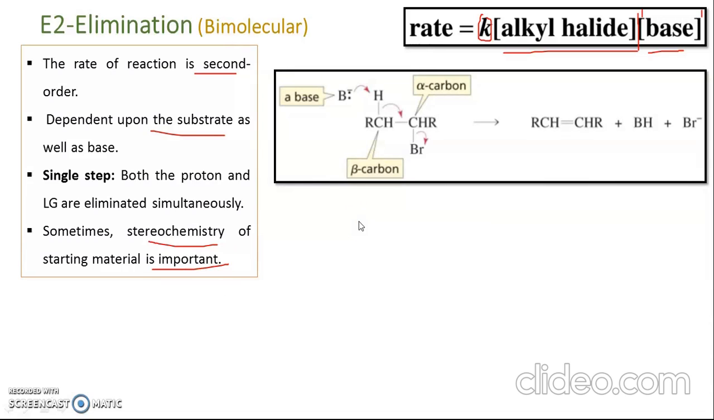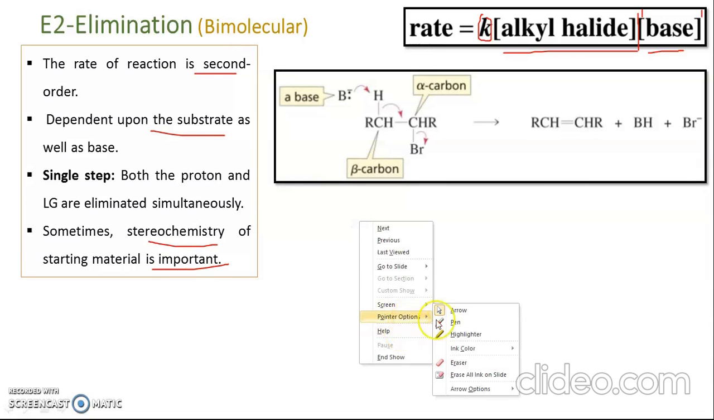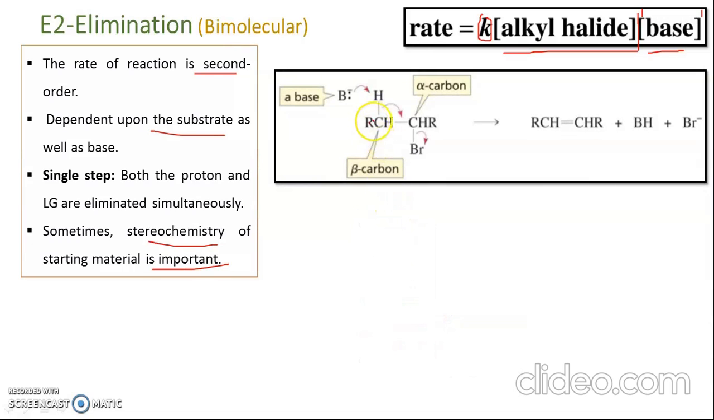So let's take this general example. Here you can see this is the carbon-hydrogen bond. This hydrogen is to be attacked first by the base. I should not say first, because both processes are going on simultaneously. The cleavage of this C-Br bond, which is our leaving group, and the cleavage of this C-H bond are going on simultaneously. We are calling this carbon alpha and this one beta.